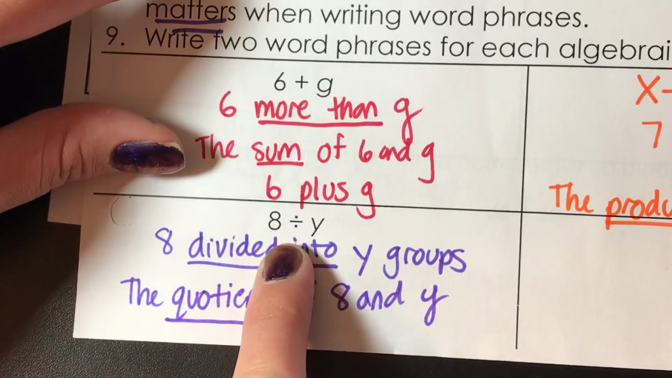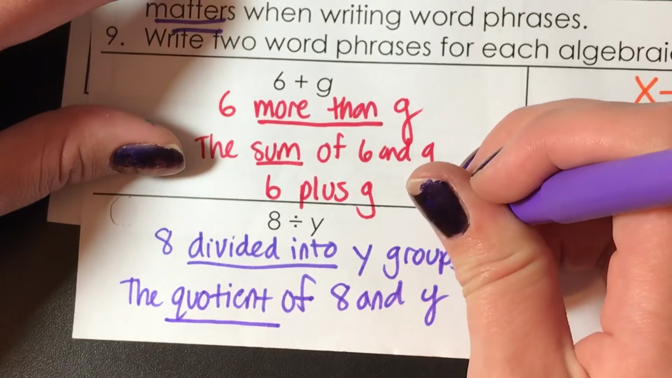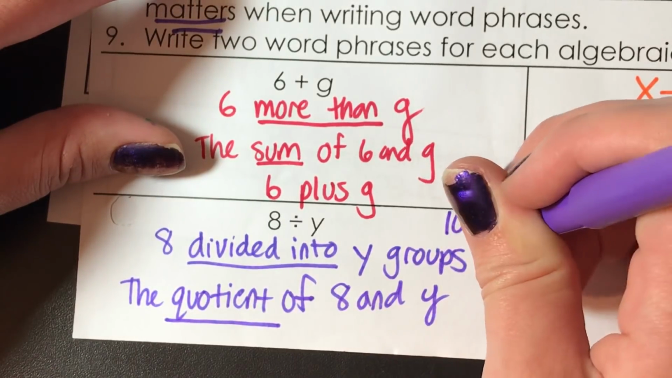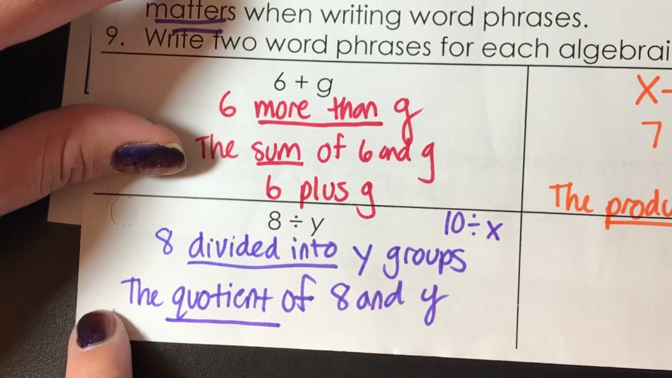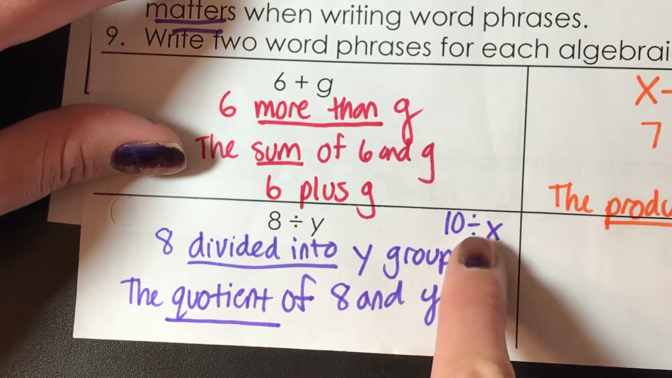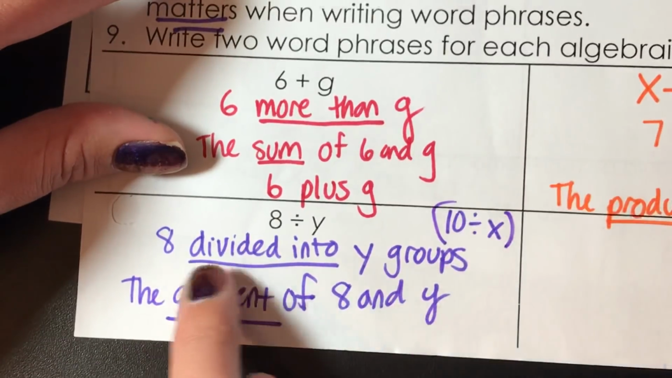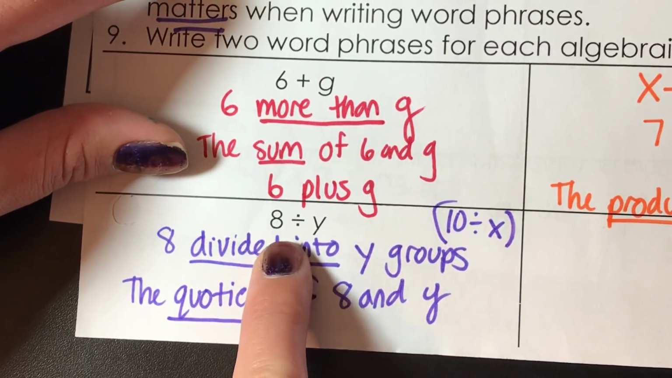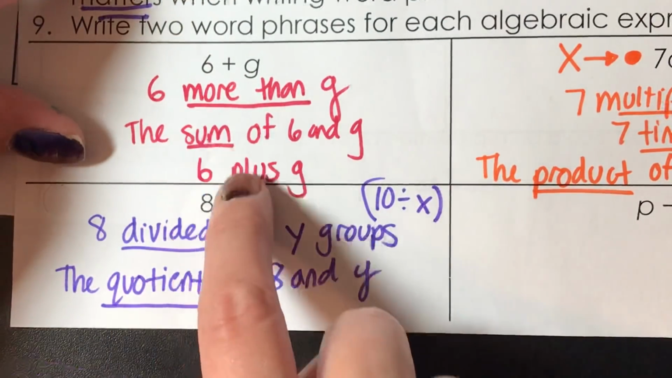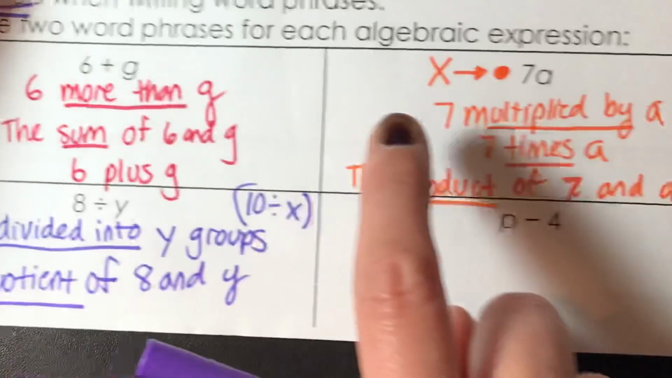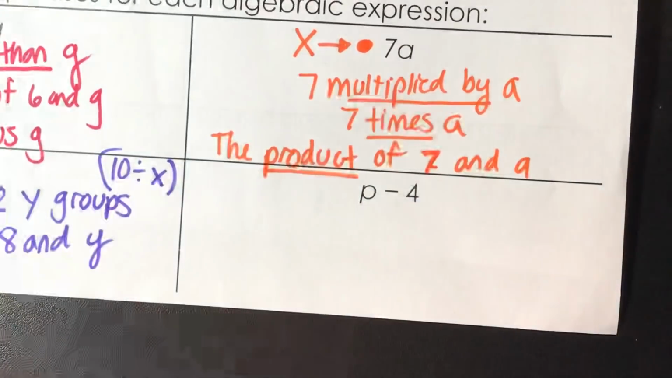So if I had something differently, like if I had 10 divided by X, I would just say 10 divided into X groups, the quotient of 10 and X. So they're just interchangeable, but these words giving me the clue of what operation to use, those don't change. You can shift them, you have different options, but specific words tell me a specific operation. I'm going to jump down to that last one.